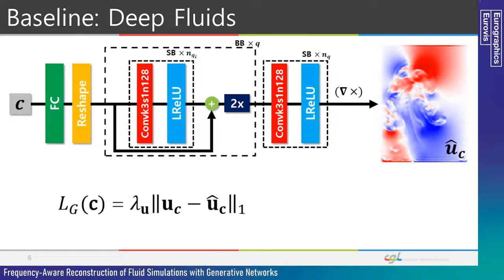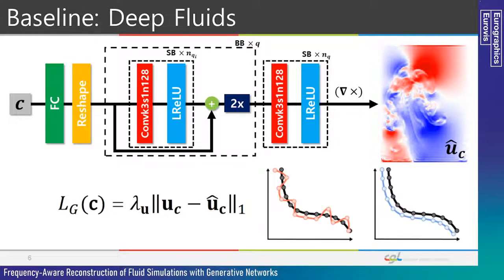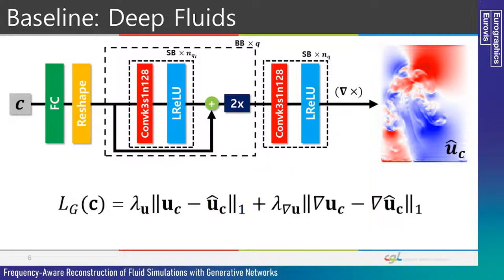Deep Fluids uses an L1 loss to get the reconstructed velocity field U hat of C close to the original U of C. However, they had the issue that the L1 loss only enforces the local structure but not the global structure of the velocity field. That's why they also added a gradient loss, an L1 loss function on the gradients of the velocity fields, to get a better reconstruction. They also added a lambda to have a weight between the different terms.